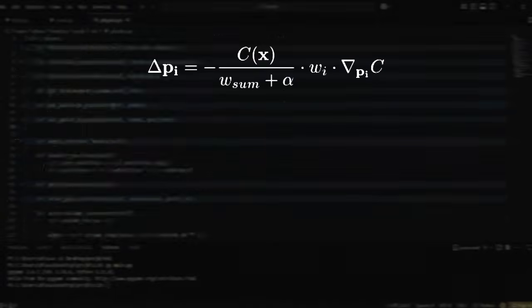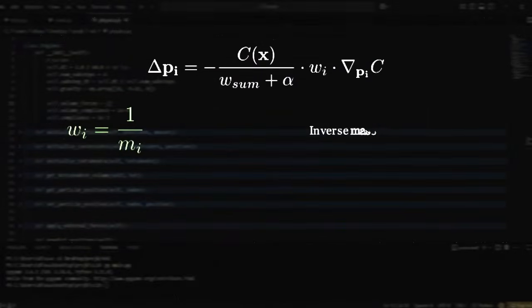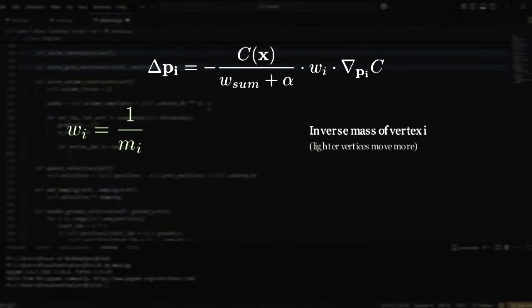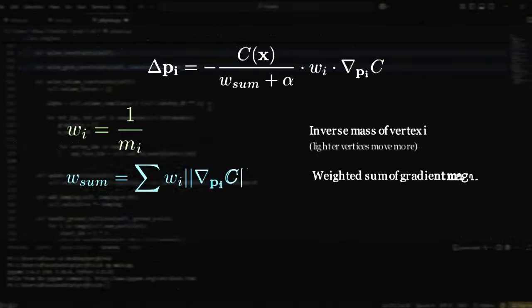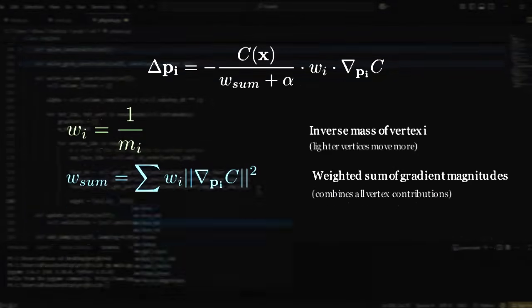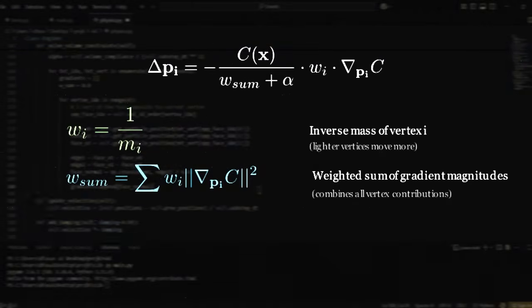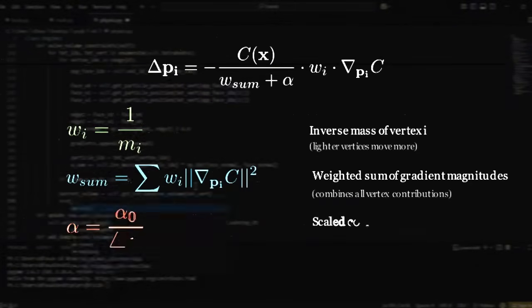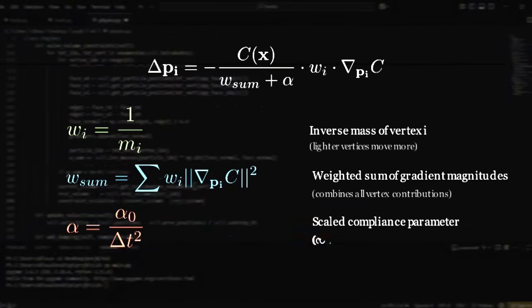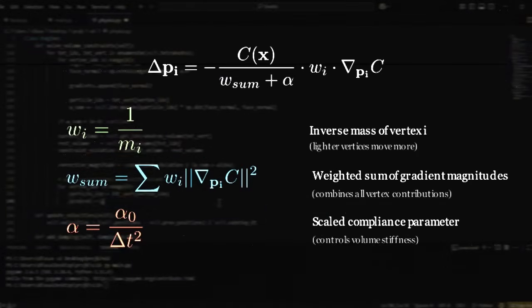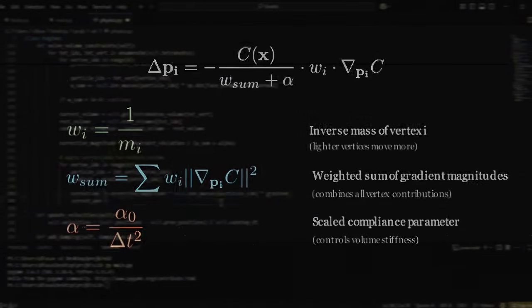Where wi equals 1 divided by mi is the inverse mass of vertex i. W sum is the sum over all vertices of wi times the squared length of the gradient of C with respect to Pi. And alpha equals alpha naught divided by delta t squared is the scaled compliance parameter controlling volume stiffness. These volume forces work like internal air pressure.